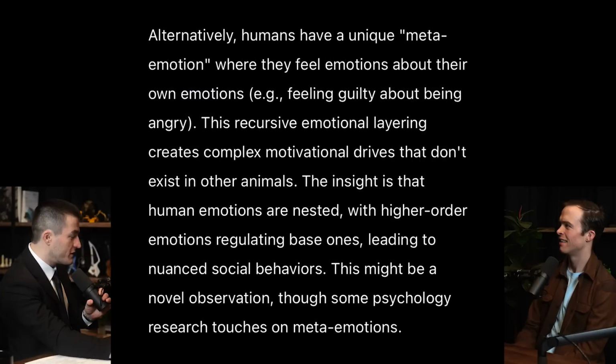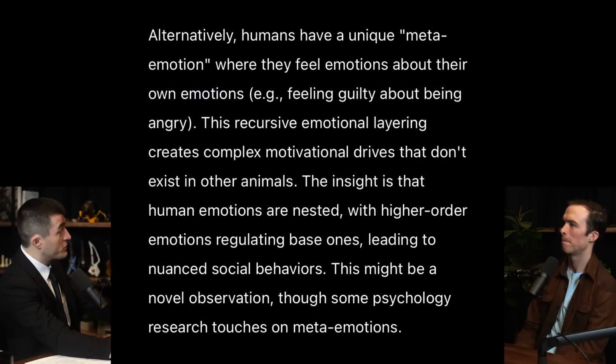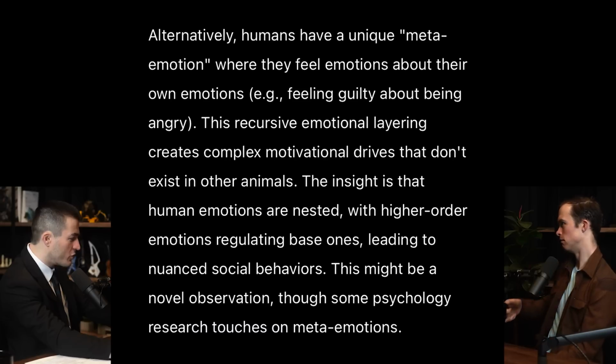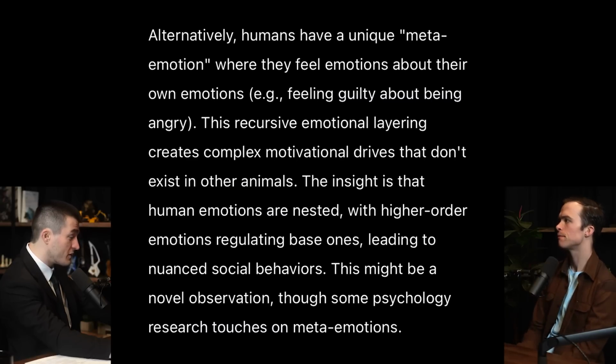And it reveals the reasoning, and basically the truly novel aspect is what's pushing the reasoning to constantly, the model asking itself, is this truly novel? So it's actually challenging itself to be more novel, more counterintuitive, less cringe, I suppose. So some of the reasoning says, this is just snapshots. Alternatively, humans have a unique meta emotion where they feel emotions about their own emotions, e.g., feeling guilty about being angry. This recursive emotional layering creates complex motivational drives that don't exist in other animals.